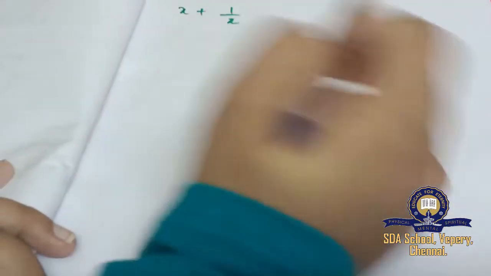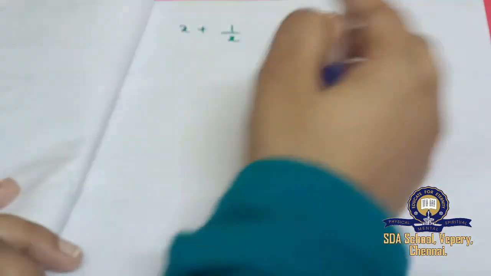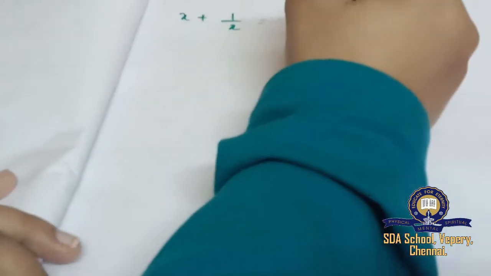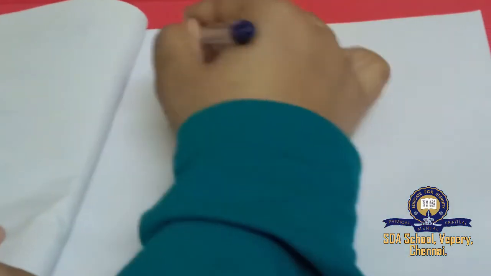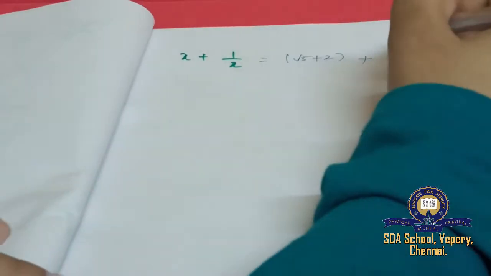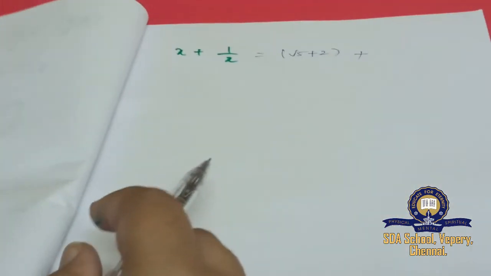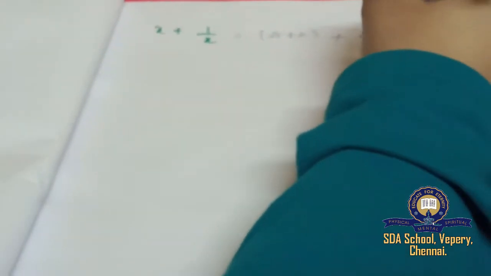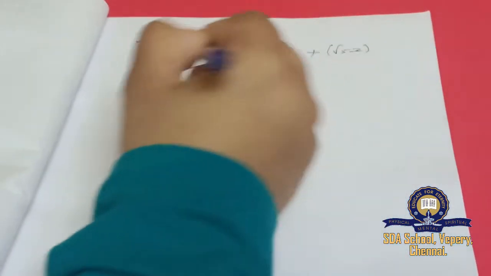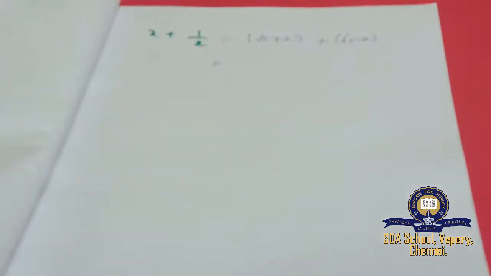Now let us find x plus 1 by x. What is x plus 1 by x? First of all, what is x? Value of x is root 5 plus 2. Yes, then put plus. What is 1 by x? Do not put 1 by. What is my 1 by x which I found? Root 5 minus 2. It has to come in the numerator. Yes, students, do not put 1 by, because you have found the value of 1 by x to be root 5 minus 2.